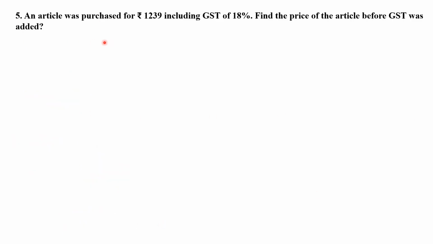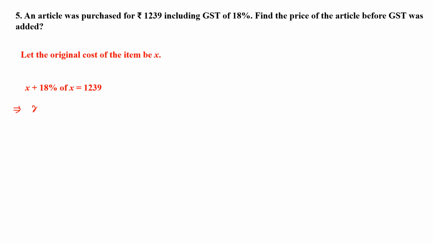Now this is the last question of exercise 7.2. An article was purchased for 1,239 rupees, including GST of 18%. Find the price of the article before GST was added. So this 1,239 rupees given over here has the original cost plus the tax. So again I'm going to assume the original cost is X, then X plus 18% of X will give me 1,239, and again I have to solve it.